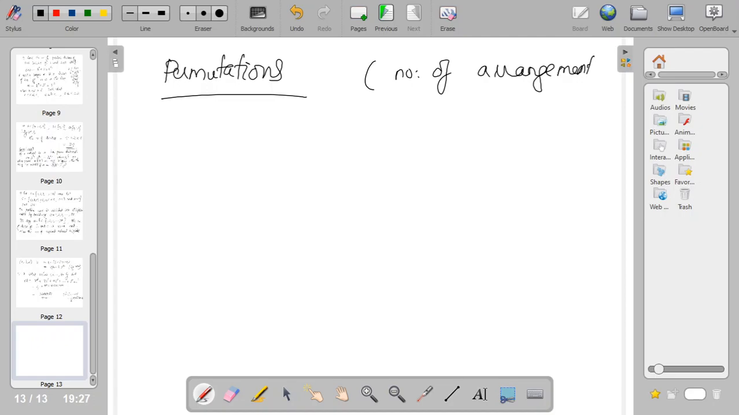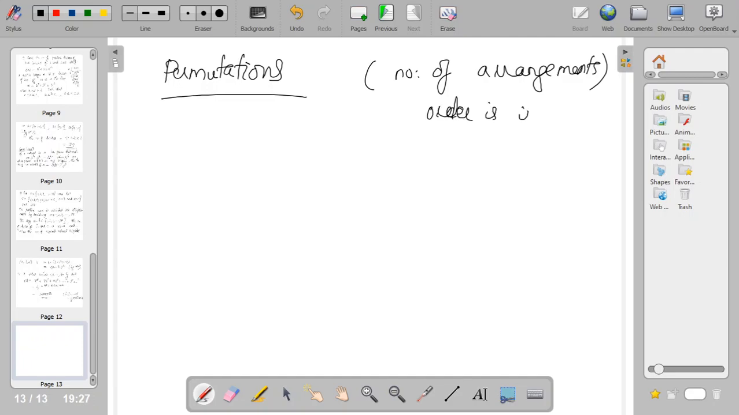So if you have to arrange, say, n objects in a row, in how many different ways can you arrange the objects? So distinct objects, if you have to arrange objects along a row, how to get the total number of arrangements. So that is the basic meaning of permutations. So for permutations the order is important.